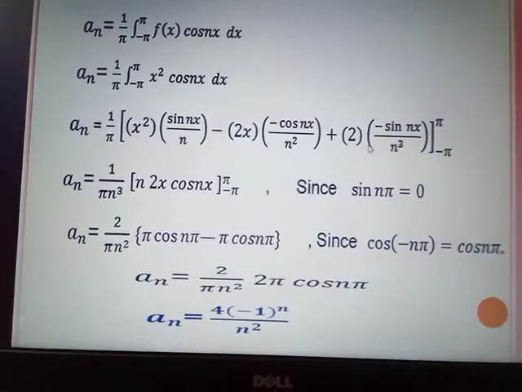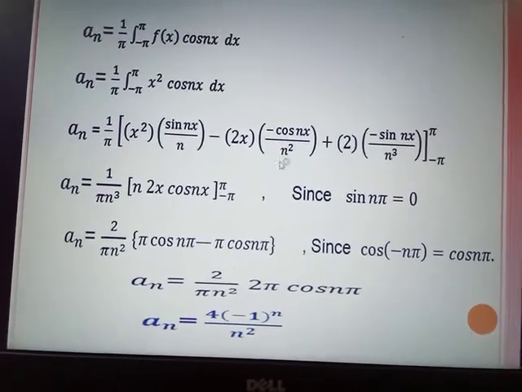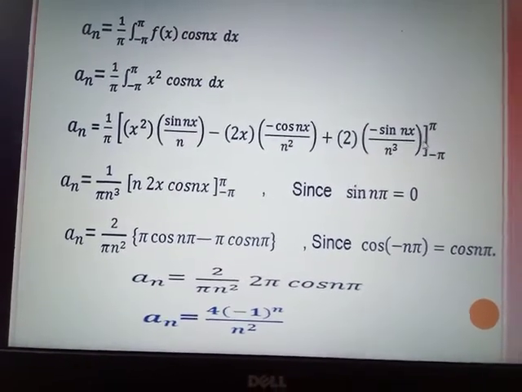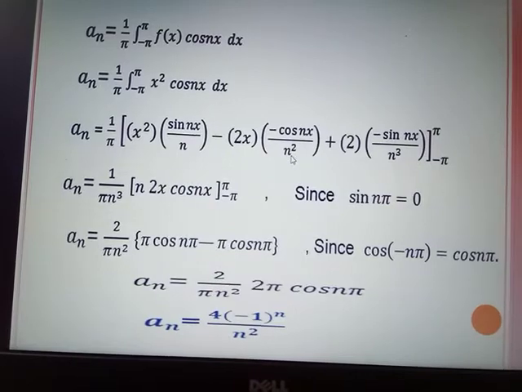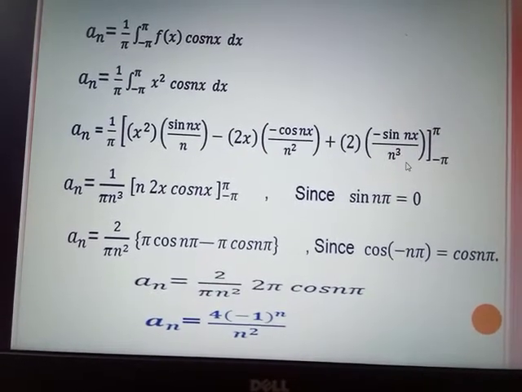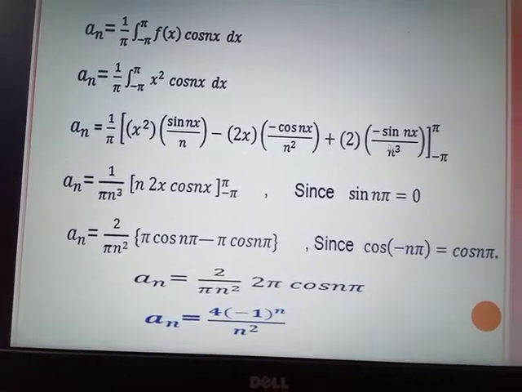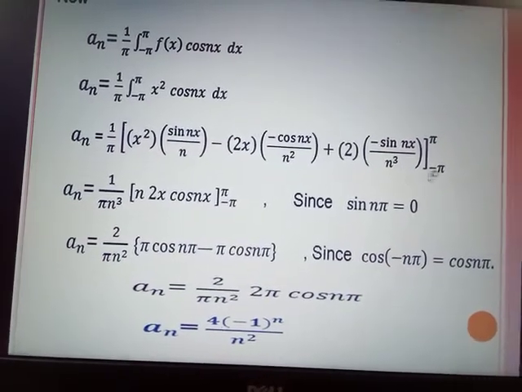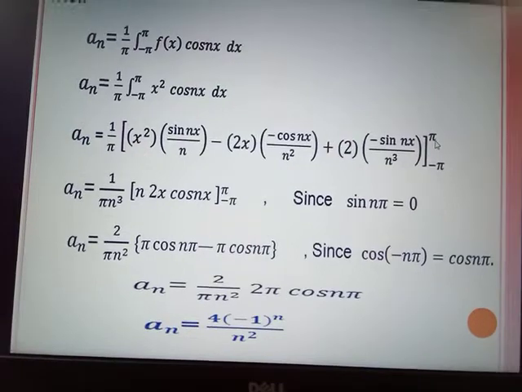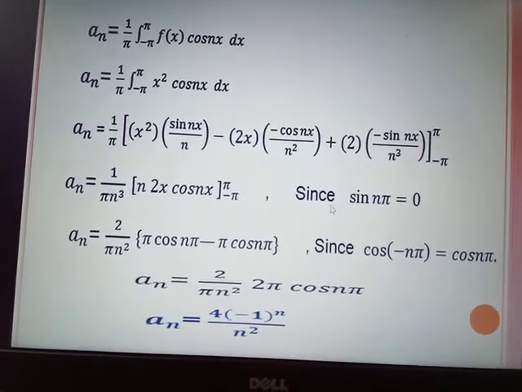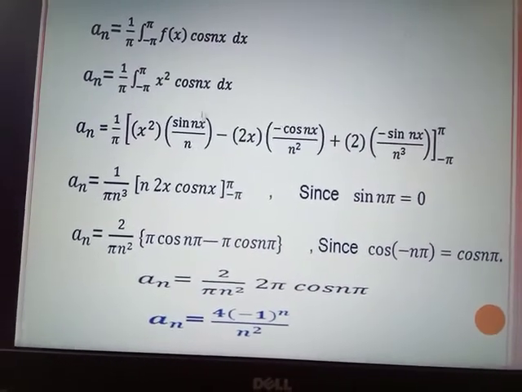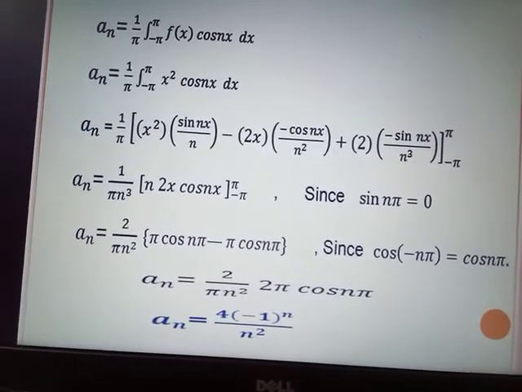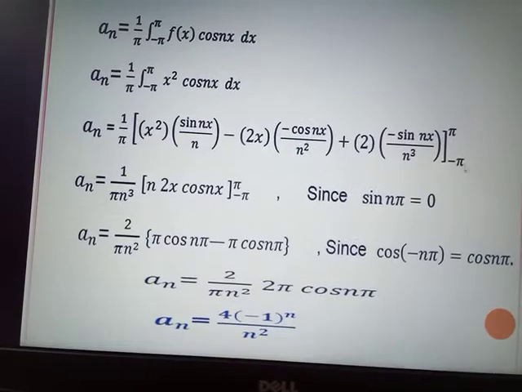Then integrate this one. Minus as it is. Integration of cos nx is sin nx divided by n. We have already n square here, n into n square is n cube. Therefore, 2 into minus sin nx divided by n cube, limits from minus pi to pi. We know that sin pi value is 0. Therefore, the first term and the last term will be 0. Only this middle term remains to apply these limits.